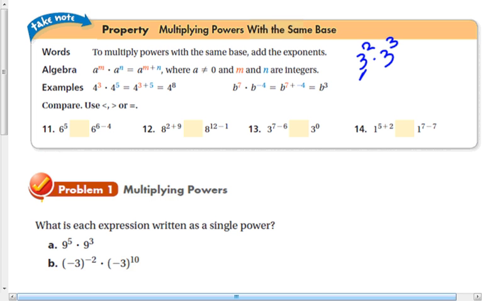Well, remember that 3 to the second is the same as 3 times 3, writing it as repeated multiplication. 3 to the third is 3 times 3 times 3, so if we count how many factors of 3 we have, you'll notice we have 5 of them. So what you can do is just add the exponents if you have the same base to get that. Go ahead and use the rules to do 11 through 14.